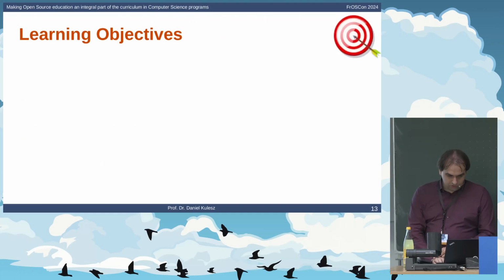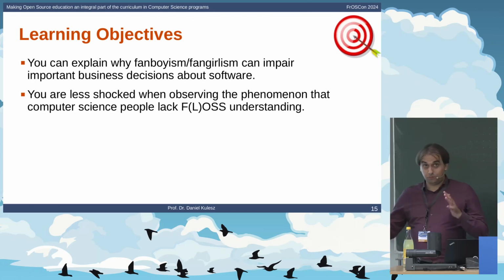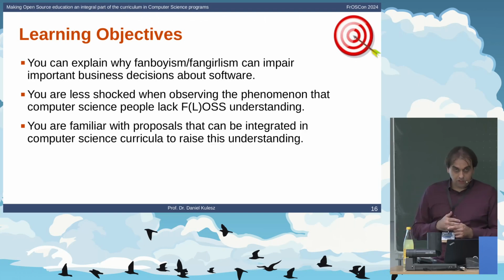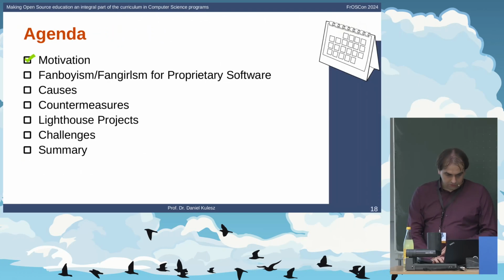What I would like to talk about today, the learning objectives here, are first, that you can explain why fanboyism and fangirlism can impair important business decisions. We will go a bit into these topics. Then, that you are less shocked if you observe this phenomenon that people who study computer science have some lacks in understanding the FLOSS topics. That you are familiar with the things which I suggest for how we can counter that. And that you absorbed some of the experience that I made when I tried to integrate these topics into the curriculum.